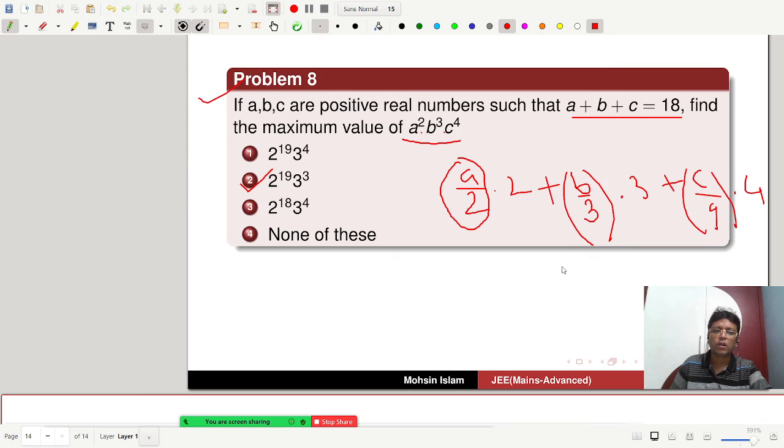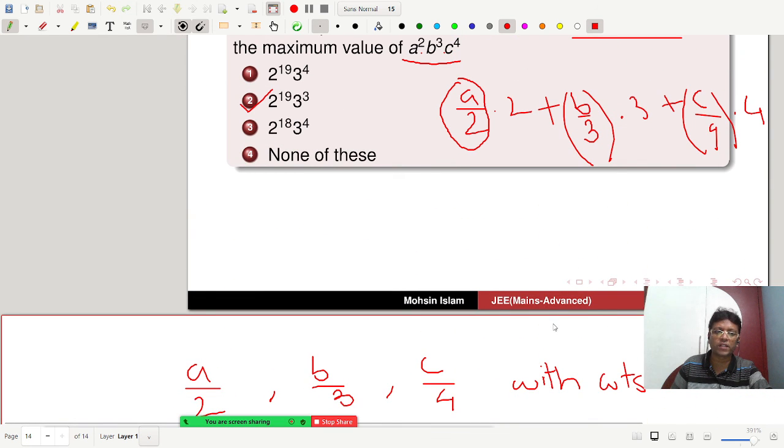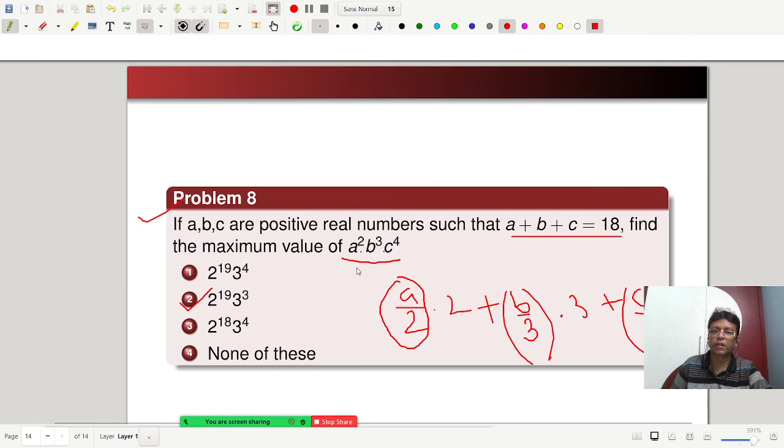Okay everybody, so that is the problem, and that is a very, very important concept. Weighted arithmetic mean is greater than or equal to weighted geometric mean.